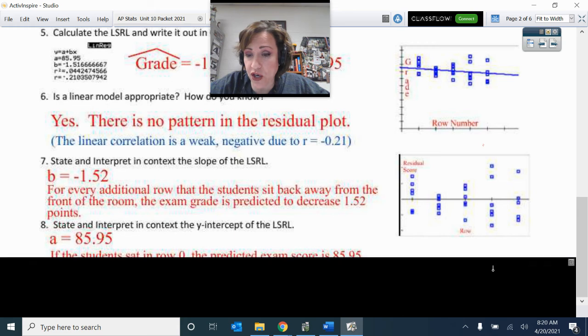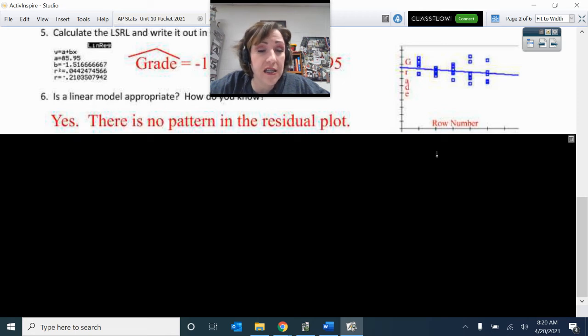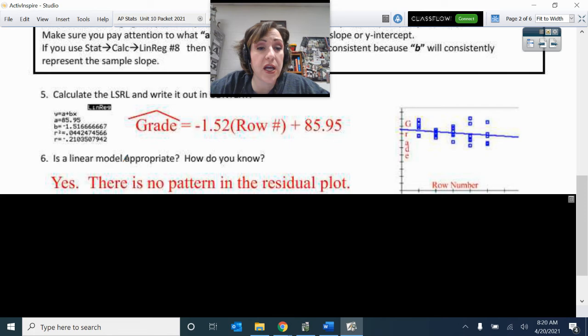And then down here is the residual score against the row. So this is the residual plot right here. So what do you notice? Is there a pattern in the residual plot? No, there is not. So is a linear model appropriate? Yes, it is, because there is no pattern in the residual plot that I provided for you.